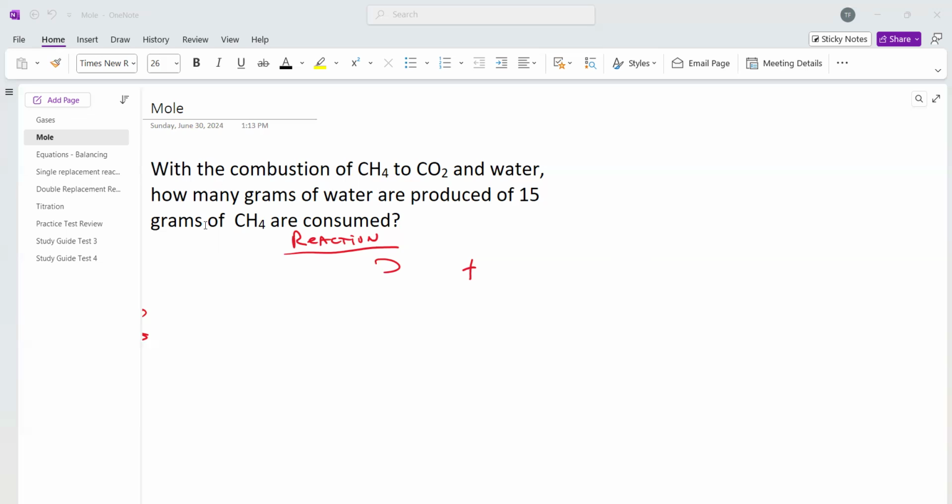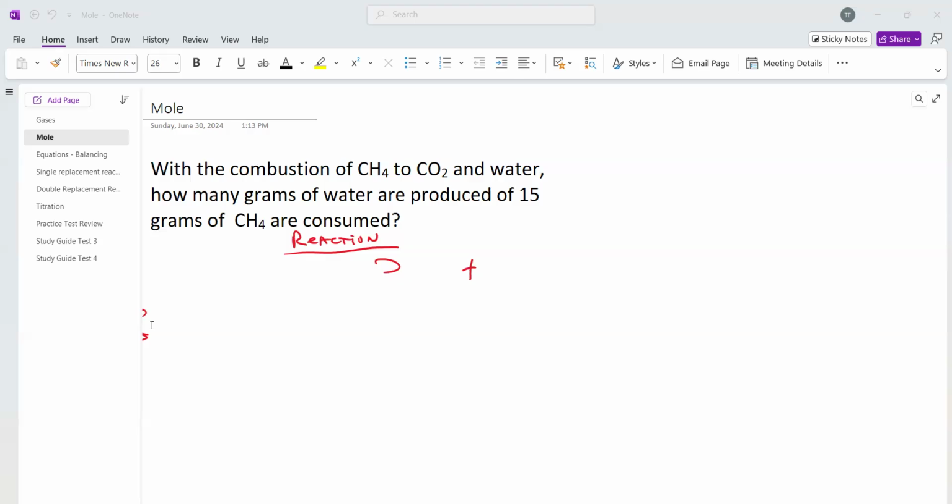Okay. So this is a typical stoichiometric problem. We've got the combustion of methane, which is CH4, in oxygen to carbon dioxide and water. How many grams of water are produced if 15 grams of methane are consumed?